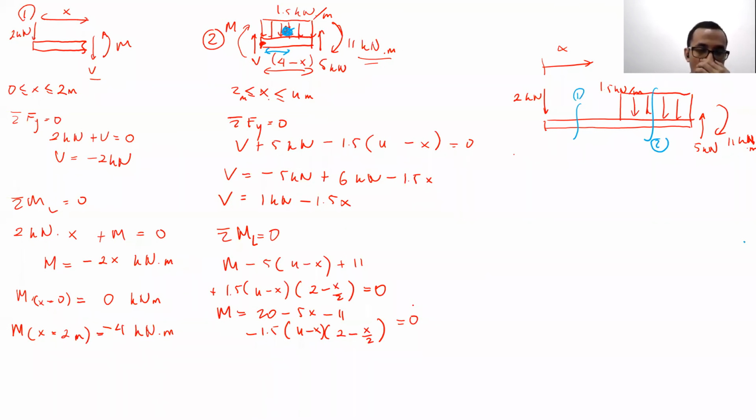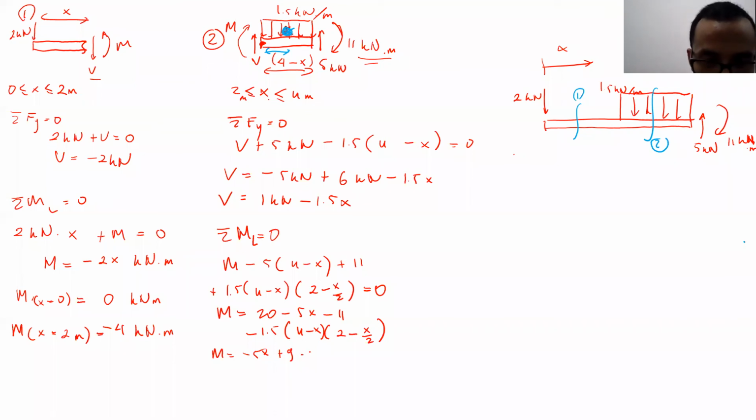Okay, so our moment is supposed to be like this. Actually, we can, sorry, it's not equal to 0. But actually, we can try to simplify the form later. So this is supposed to be m equal to 20 minus 5x minus 11. Sorry, minus 5x minus 11 is supposed to be plus 9 minus 5x plus 9.